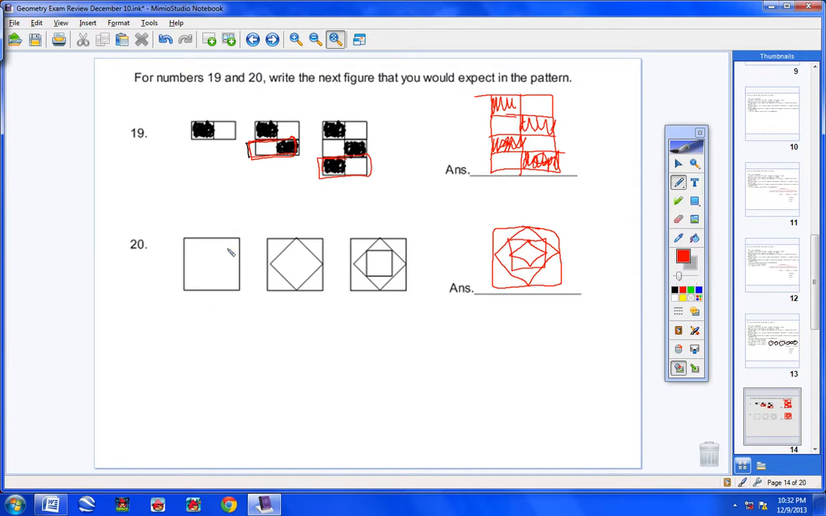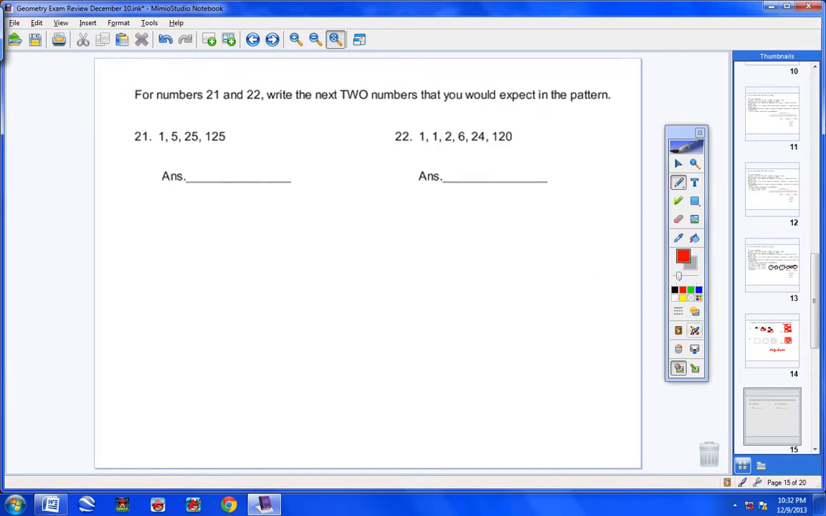So what do I want you to learn from this right here for your test coming up? I want you to be able to look at certain figures and figure out a pattern, what's going to come next, and make a conjecture or an educated guess based on evidence that you have as to what the next figure will be. Okay? All right, let's continue on.